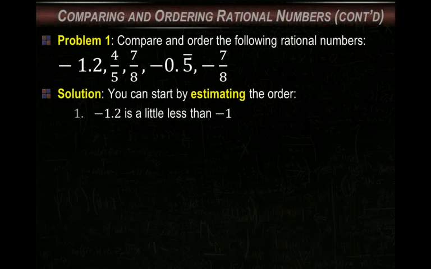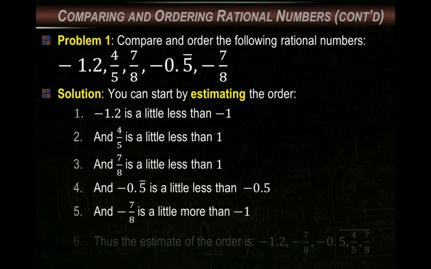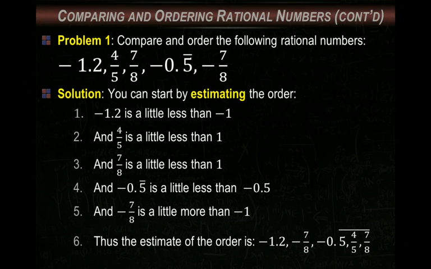Okay, so here's a problem. Let's try this problem. I'm going to put these numbers here, and I want you to put them in order. -1.2, 4 over 5, 7 over 8, -0.5 repeating, and -7 over 8. I say, this could be a question on your final exam. It says, put them in order.